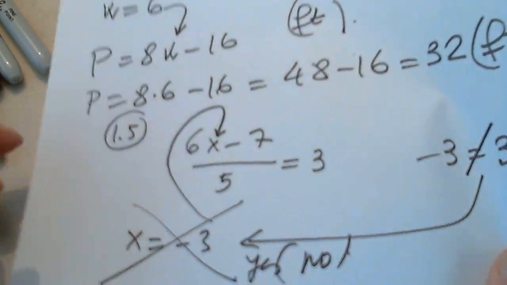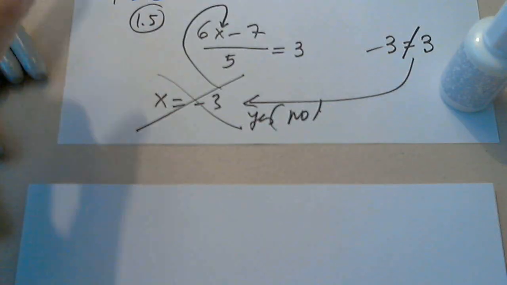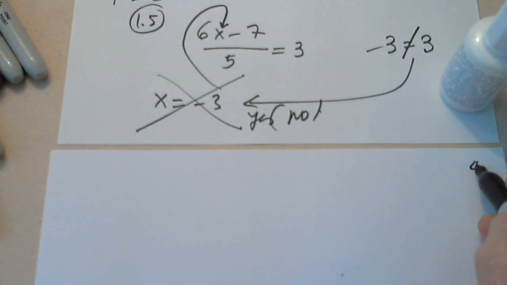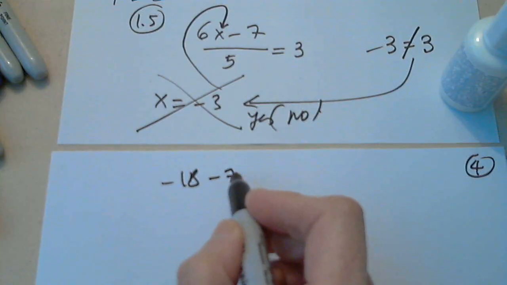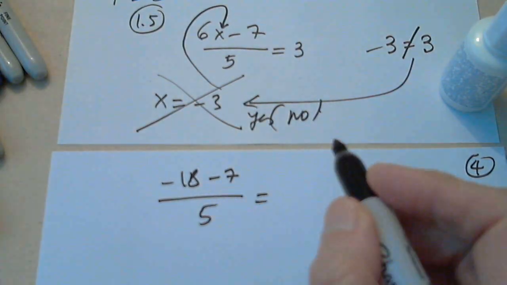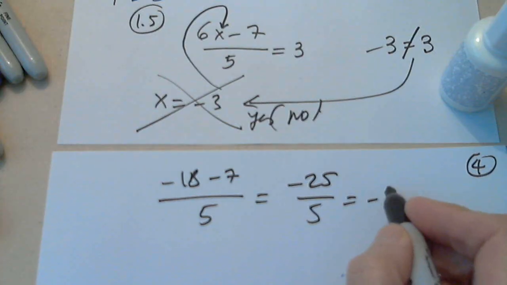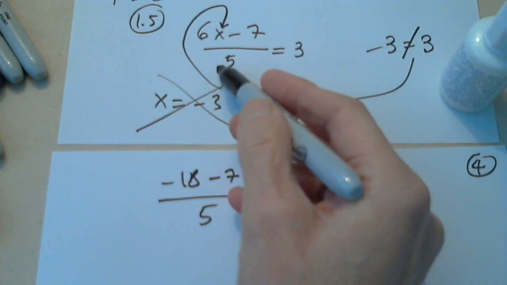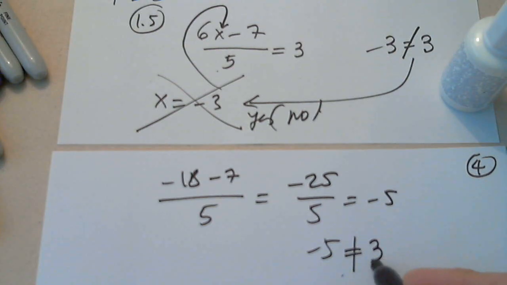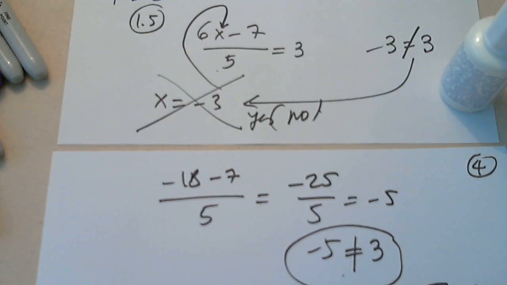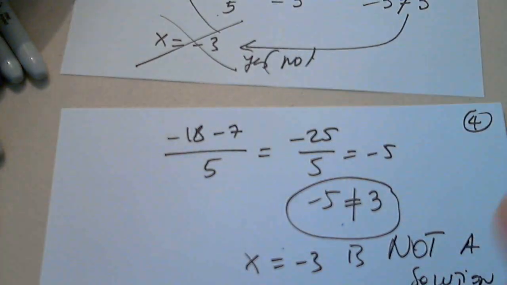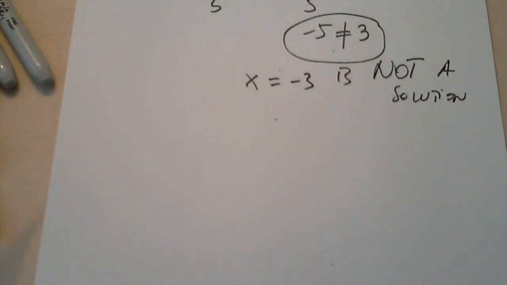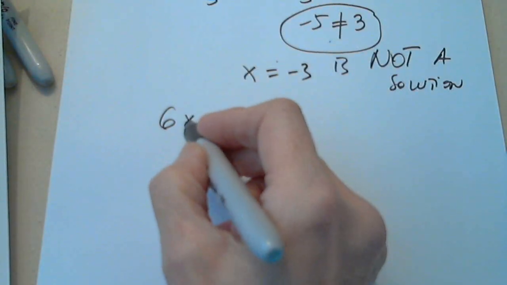Let me write what I just said. So, negative 18 minus 7 divided by 5 is negative 25 over 5, which is negative 5. But negative 5 on the left-hand side does not equal 3 on the right-hand side, which means x equals negative 3 is not a solution of the given equation. But I'm here. I want to solve it.